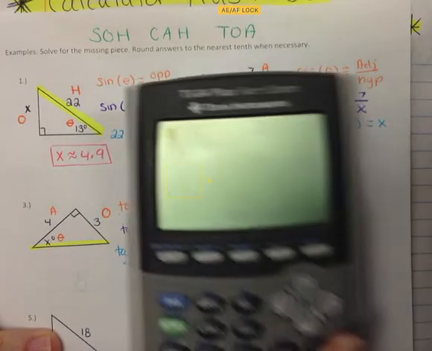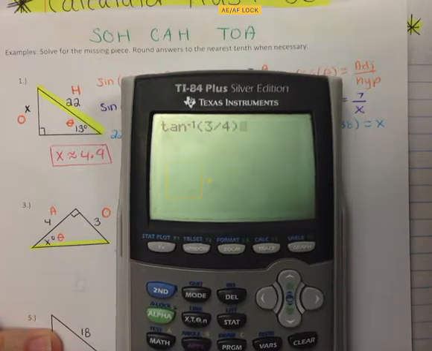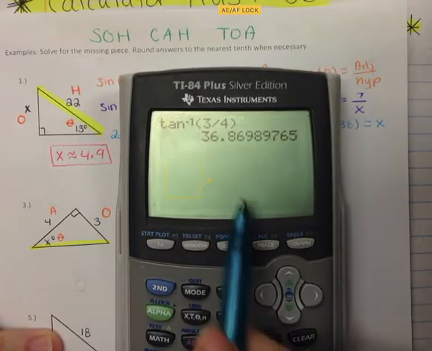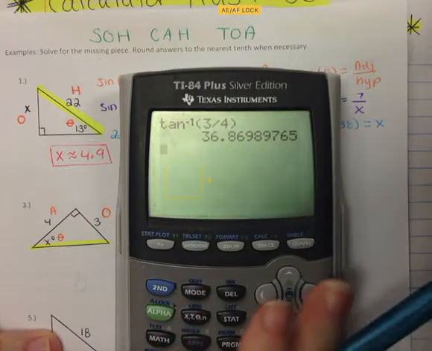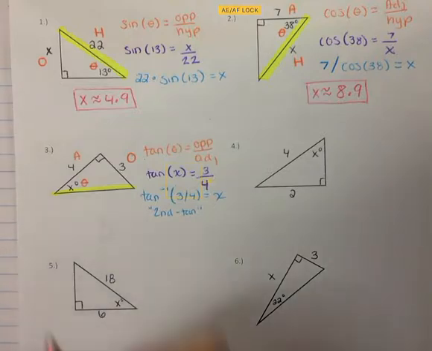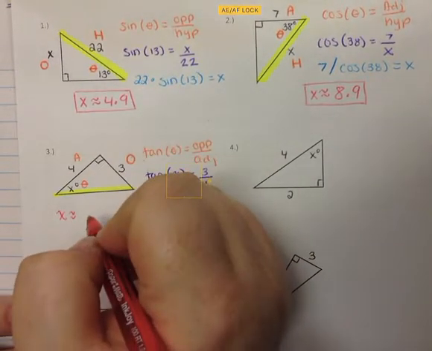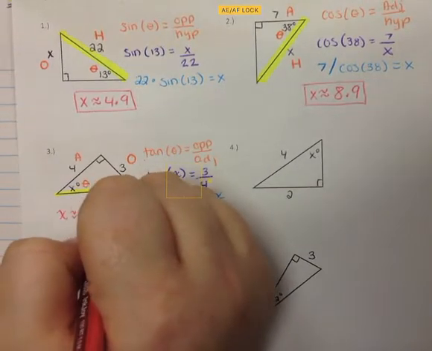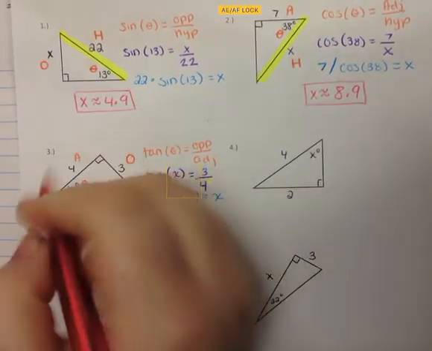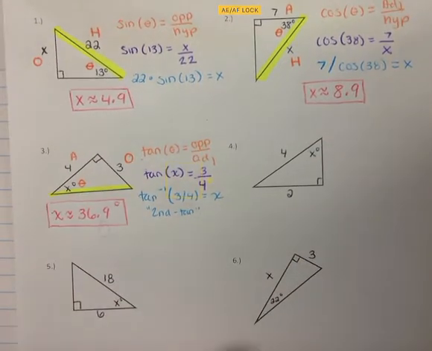So if we take our calculator, we're going to press second tangent, and we'll type in the number 3 divided by 4, because it's the same fraction. Press enter, and we get 36 9/10 degrees, since we are finding theta. So this time, x is approximately 36 9/10 degrees. We do want to put that degree on there because it is an angle measurement.